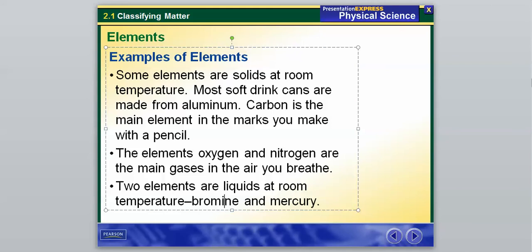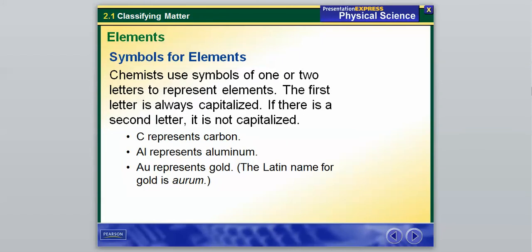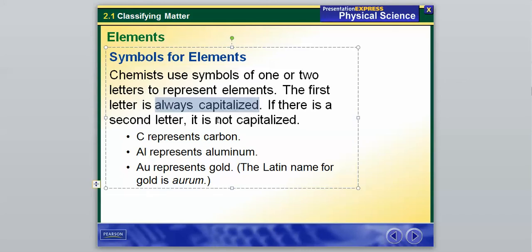There are a lot of different properties, and because there are so many different elements, chemists use symbols of 1 or 2 letters to represent them. The first letter is always capitalized, and if there is a second letter, it is not capitalized. Those are the rules for identifying our elements. We don't always write out the entire word. We just have symbols, with the first letter capitalized and the second letter not capitalized.